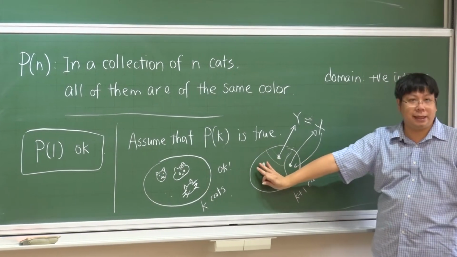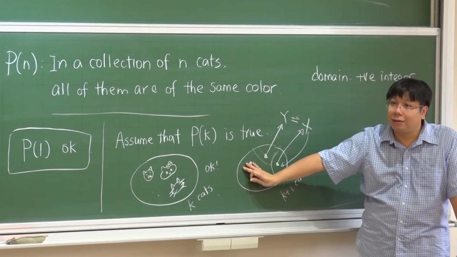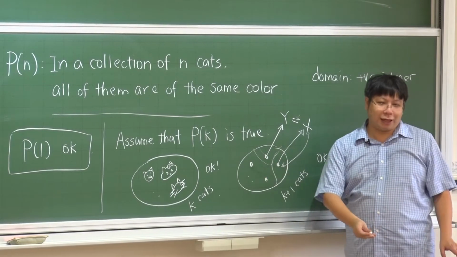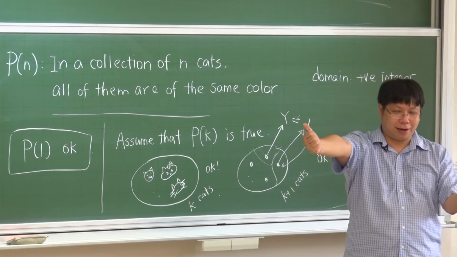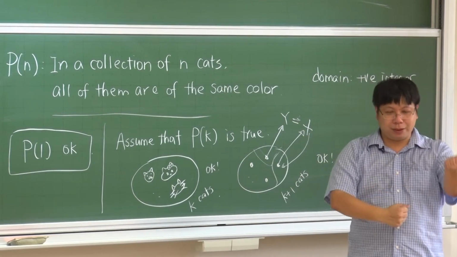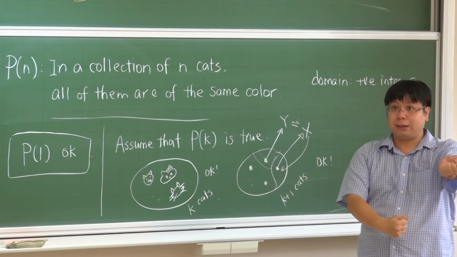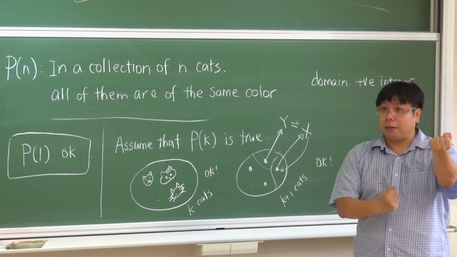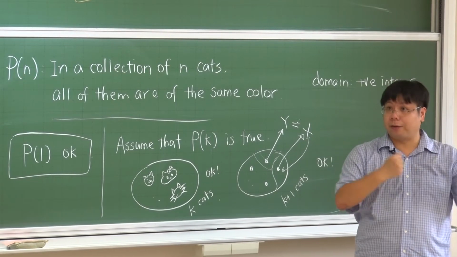There is no common cat here. We cannot simply say x has to be of the same color as y. Right? Yeah, you have a white cat and an orange cat. You take away this one, same color. You put this back, and you put the orange cat outside. There's just one white cat. It's of the same color. But then at this point, we cannot conclude that all of the cats are of the same color.